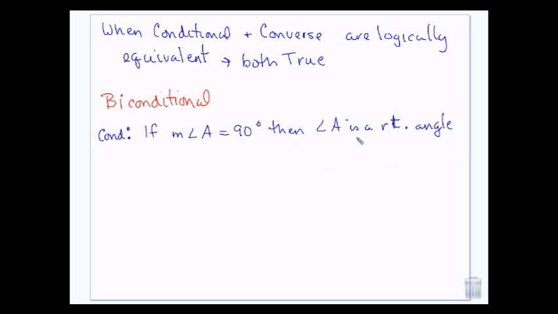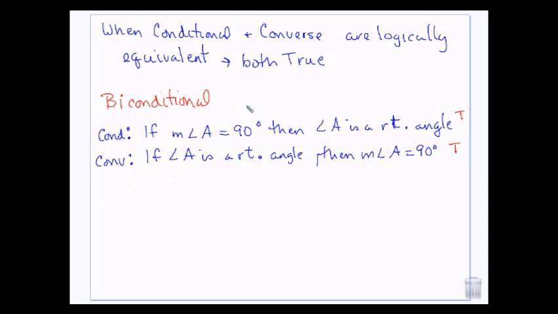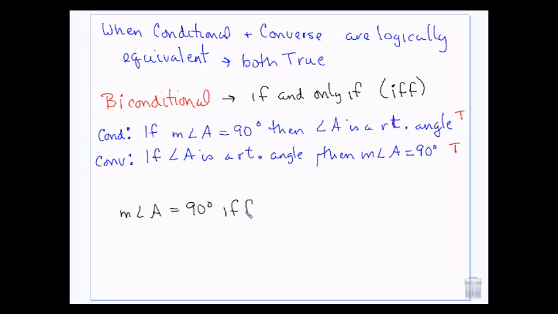So if we look at our conditional, if the measure of angle A equals 90, then angle A is a right angle, true. And then our converse, which was if angle A is a right angle, then the measure of angle A is 90 degrees. Both true. So we can write a biconditional statement. And biconditionals use the phrase if and only if, which you can actually abbreviate as an if with two F's. IFF. If and only if. So what I can say is the measure of angle A equals 90 degrees if and only if angle A is a right angle. That's my biconditional statement.